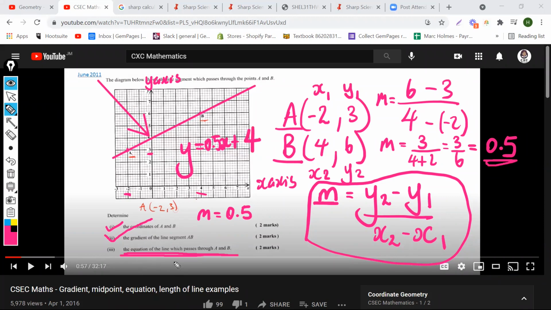So they ask you, what's the equation of the line? The equation of the line is y is equal to 0.5x plus 4. And I got 6 marks. Just like that? Yep, all I have to do is know the formulas. 6 marks, guys. So you see, it's not too hard. It's manageable.